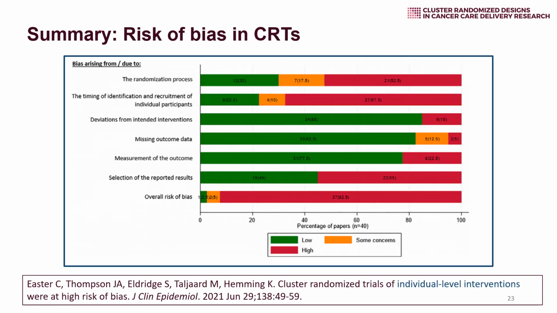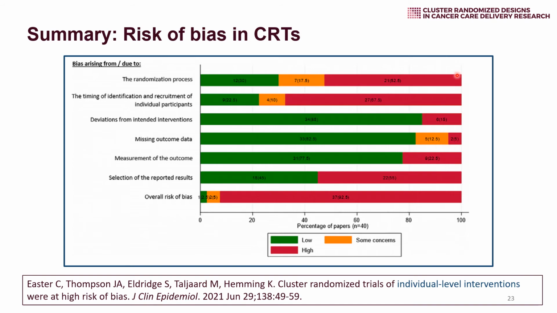So in summary, cluster randomized trials are often at risk of bias. These are the results of a risk of bias assessment on a random sample of 40 cluster randomized trials of individual level interventions, so interventions targeting the individual. A large number of them, around 50%, were identified as being at risk of bias because of the randomization process. Essentially, they weren't implementing the same rigor in their randomization process as we would in patient randomized trials.